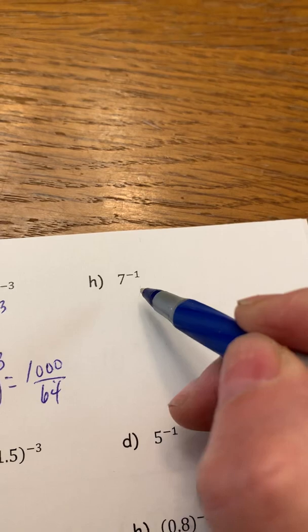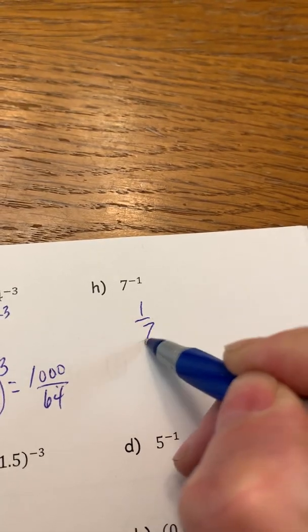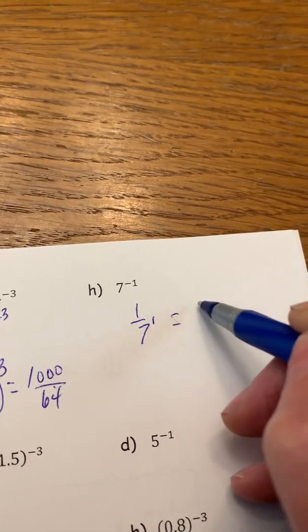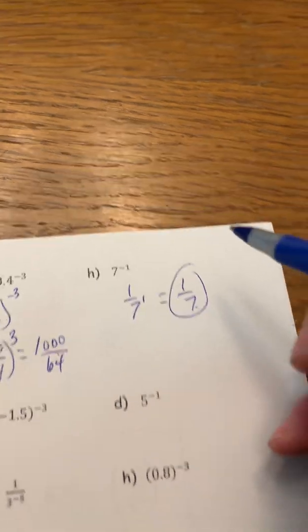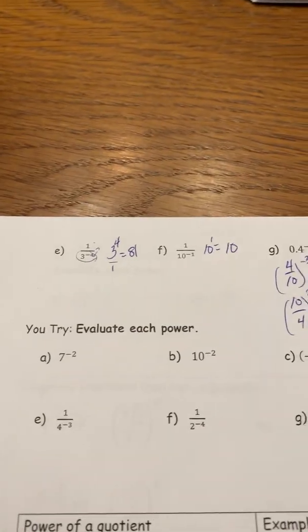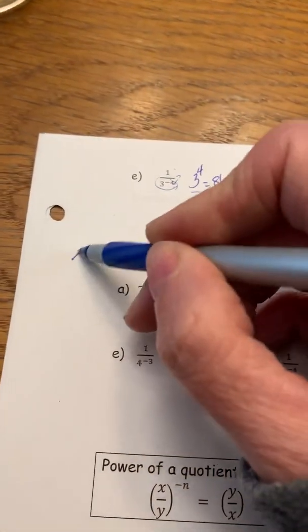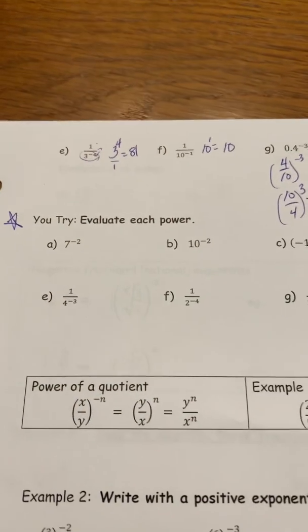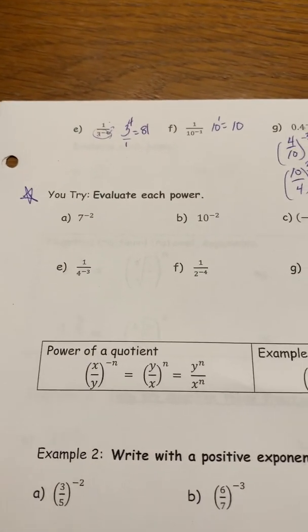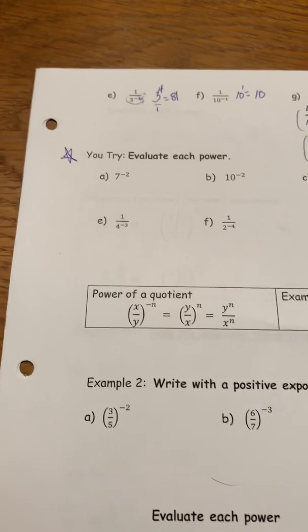And then 7 raised to the exponent -1 would be 1/7 to the power of 1, which is still simply 1/7. Okay, so what I'm going to ask is that you do some You Tries, and then tomorrow, of course, I'm going to have the solution key, or actually today, I'll have the solution key attached.